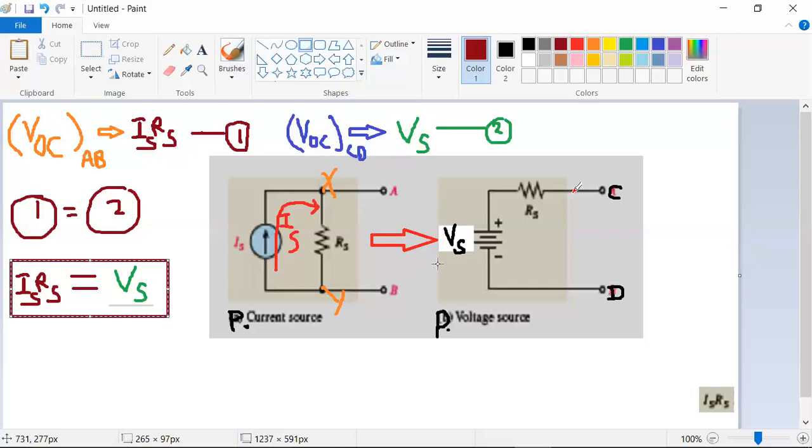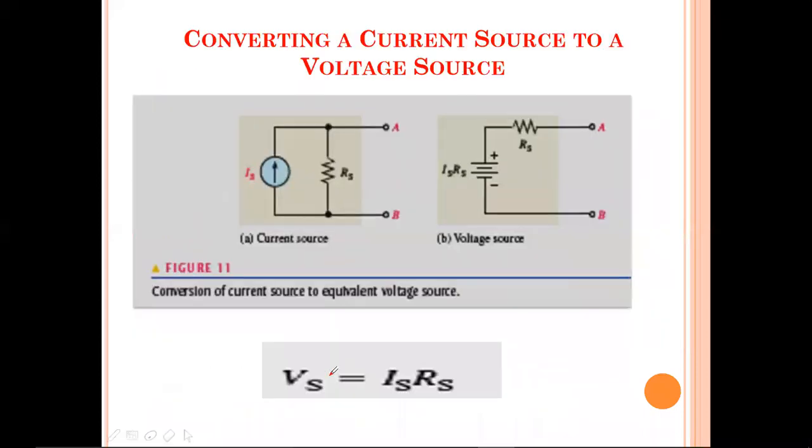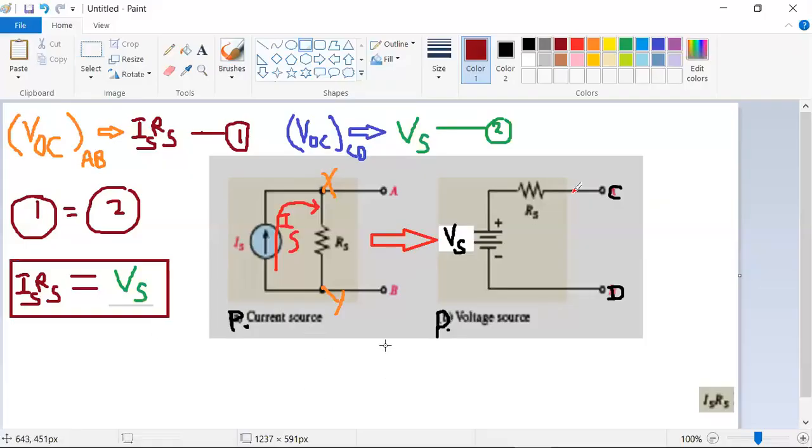Vs is equal to Is Rs. Already you know this formula. This is a very important formula for this conversion technique. Some books write it like this, Vs is equal to... like this also you can write. This is a way of converting a non-ideal current source to a non-ideal voltage source. So this is a very important way of derivation.